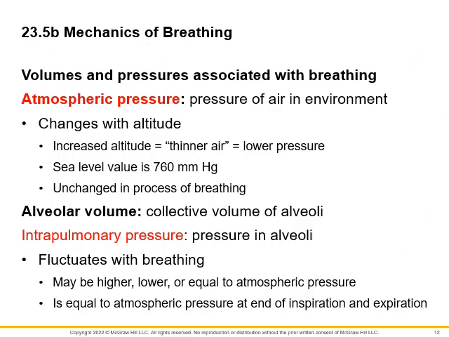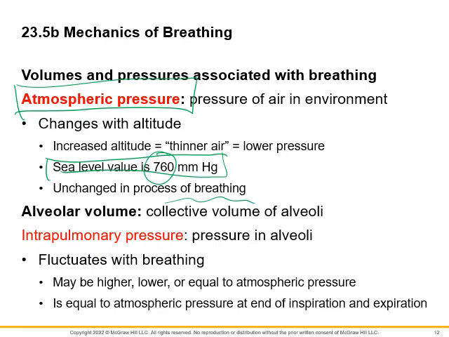For us, we're going to kind of stick with the normal. So at sea level, atmospheric pressure is at about 760. This is really kind of unchanged in the breathing process. You can change atmospheric pressure with altitude, but we're going to kind of just stick to this normal value at sea level of where we would be. But the air is thinner or under lower pressure, and that will affect gas exchange if you go to a really high elevation. Alveolar volume, this is the collection of alveoli.